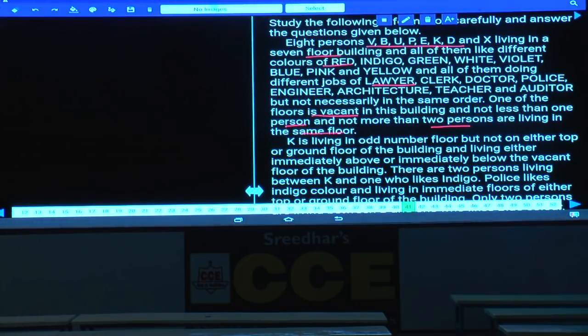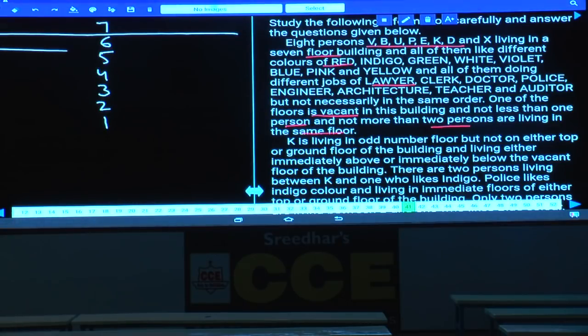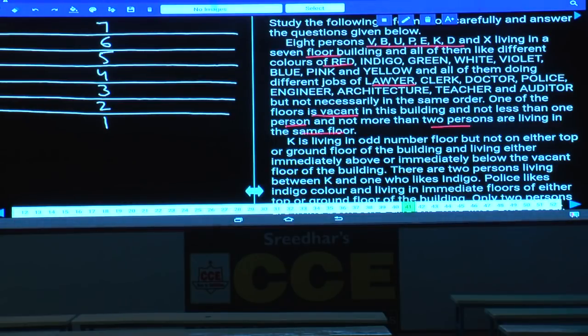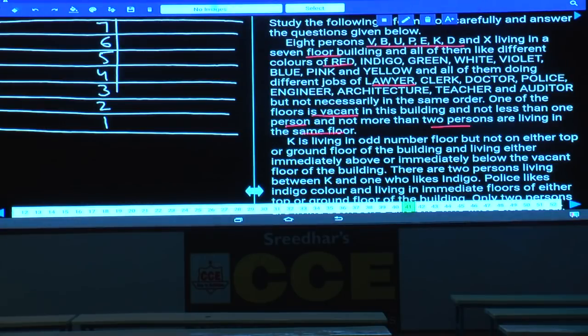We have 7 floors, living in a 7-floor building. Now 7, 6, 5, 4, 3, 2 and 1. Now 7 floors. One of the floors is vacant, and in the remaining 6 floors there are 8 persons. Not more than 2 persons can stay together, and not fewer than 1 person, isn't it?